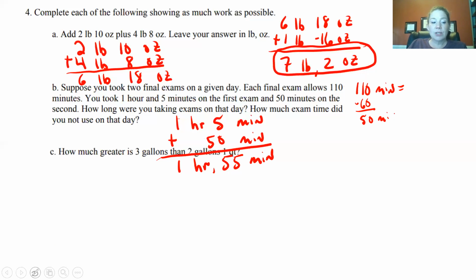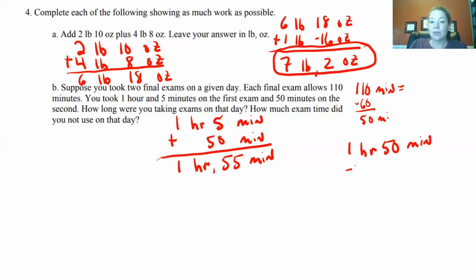So 110 minutes is the same as 1 hour and 50 minutes to take a test, and I took 1 hour and 5 minutes. Well, I can subtract that the way it's written because 1 hour and 1 hour cancel, and I could subtract 50 from 5 or 5 from 50, and I get 45 minutes. So I had 45 extra minutes on my first test.